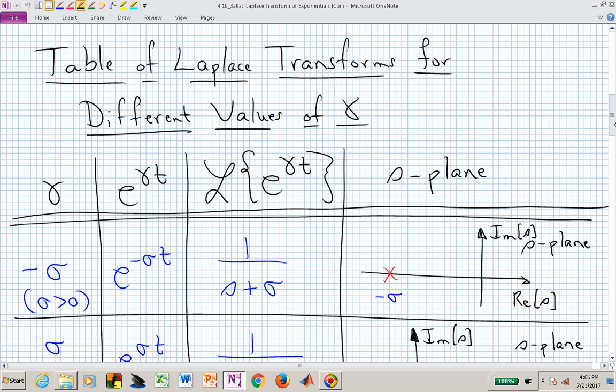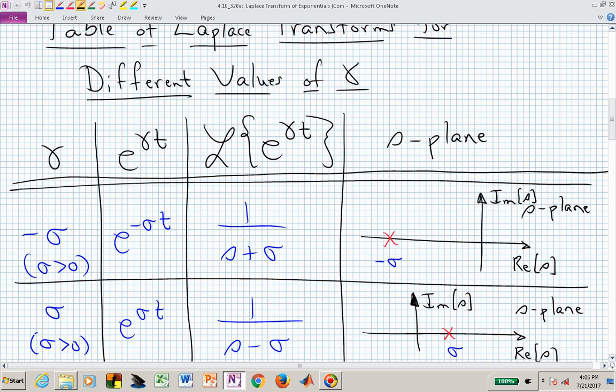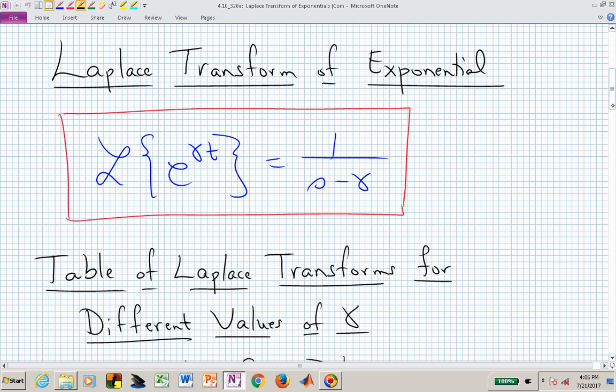Here I'm simply representing a table. Now I'm reordering these rows a little bit, but we've already derived the Laplace transform of this generic exponential. That was our fundamental building block in an earlier video. If we plug that into the definition of the Laplace transform and evaluate, we end up with the Laplace transform of an exponential being 1 over s minus gamma.